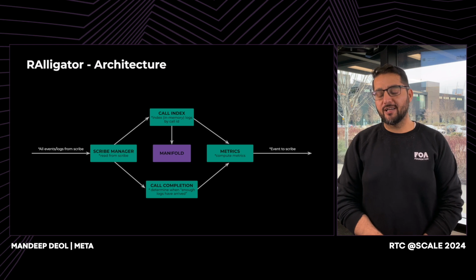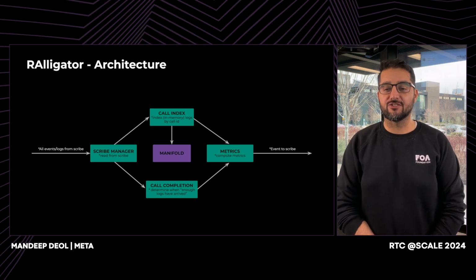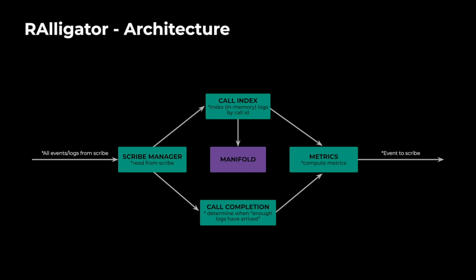Now let's dive a little bit deeper into the RAlligator architecture. RAlligator could be thought of as being made up of 4 different components. The first is Scribe Manager, which is responsible for reading all of the data from all of the different loggers into the system. Then we have a call index, which is an in-memory key value store, where the keys are the call identifiers and the values are a list of all the logs belonging to that particular call. Then we have the metrics component, which is responsible for generating the aggregated log output and computing any custom fields that we want to compute.